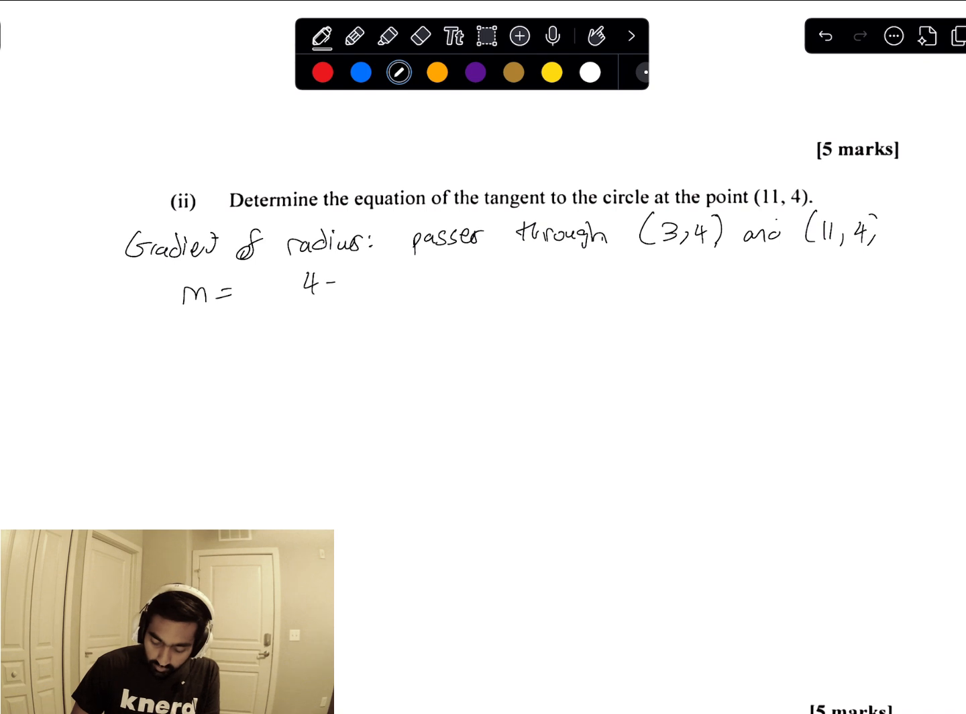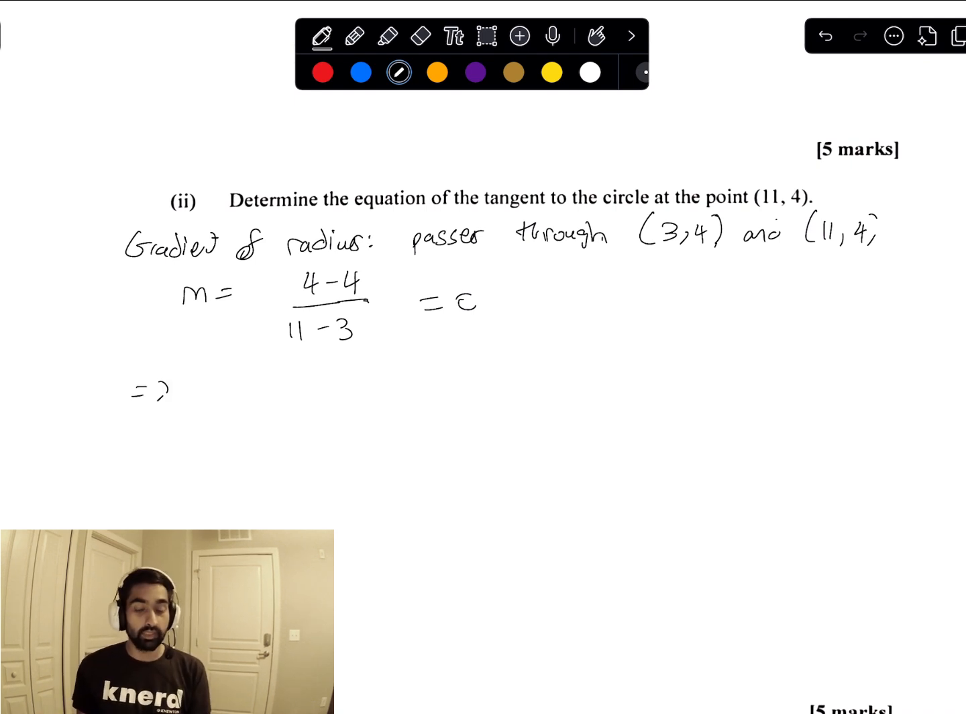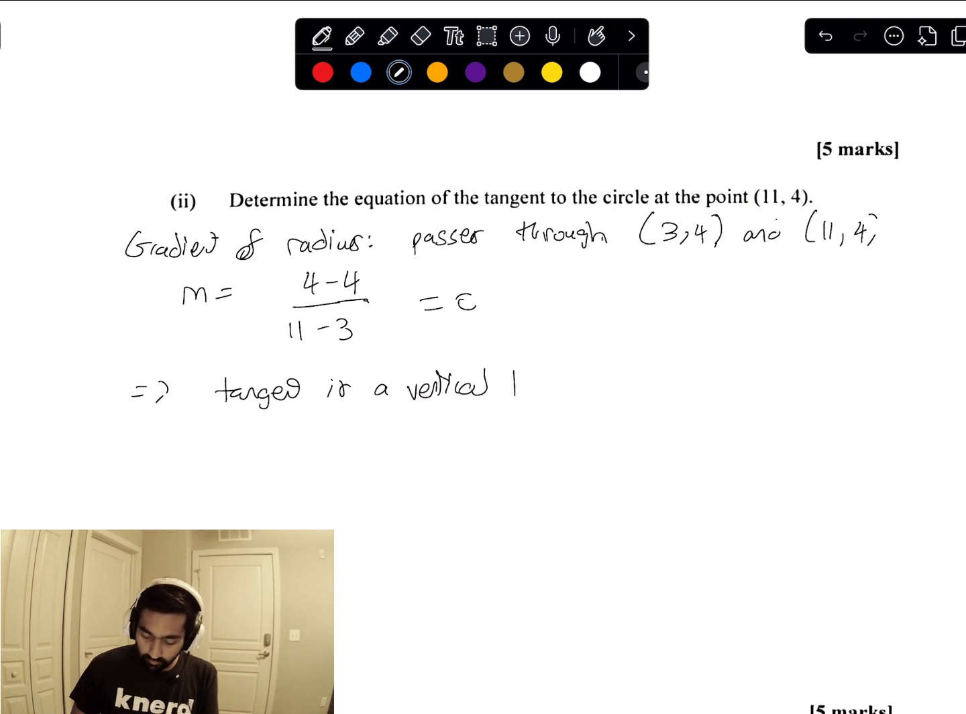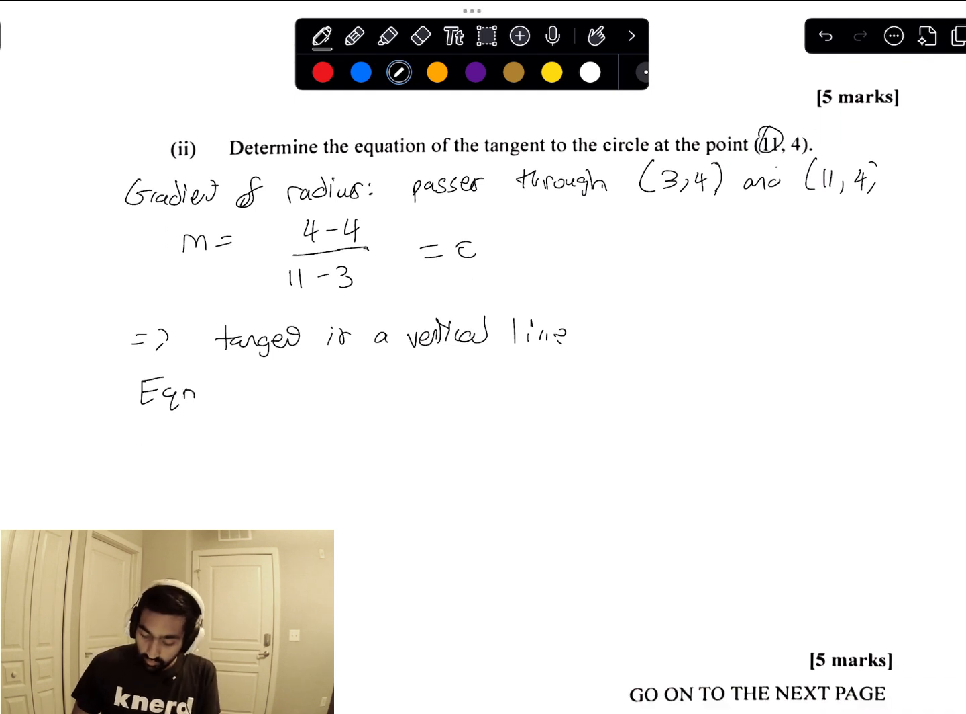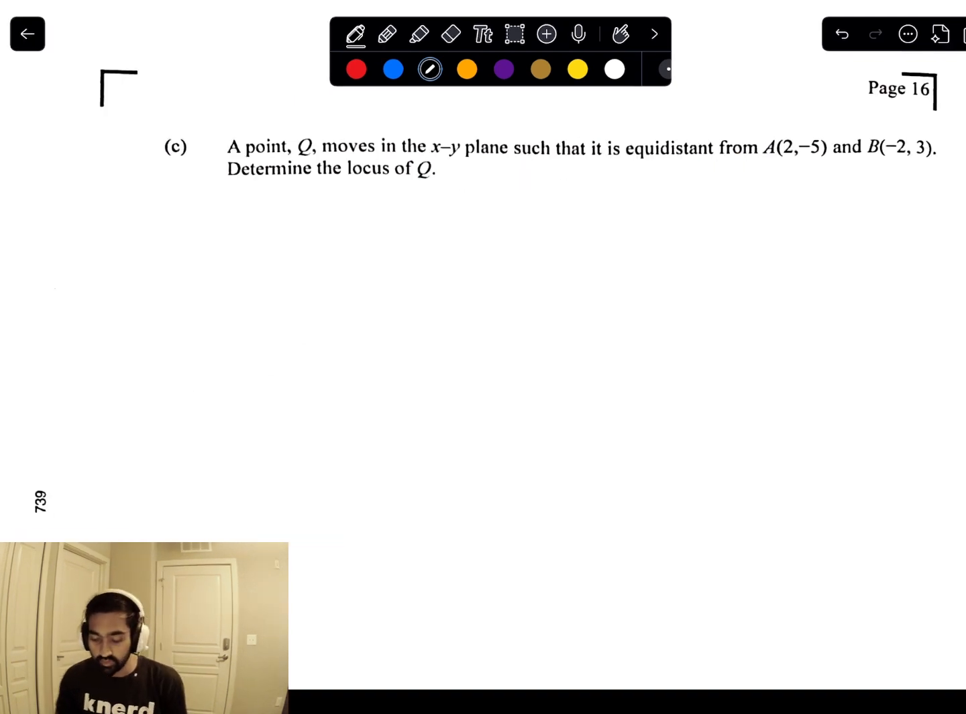So therefore, the gradient is y2 minus y1, which is 4 minus 4, all over 11 minus 3, which is just 0. This means that the radius is a horizontal line. And since the tangent is perpendicular to the radius, this means that the tangent is a vertical line. So the equation of the tangent is just going to be x is equal to a constant. And since it passes through the point 11, 4, the equation of the tangent simply has to be x is equal to 11. Let's now do part C.